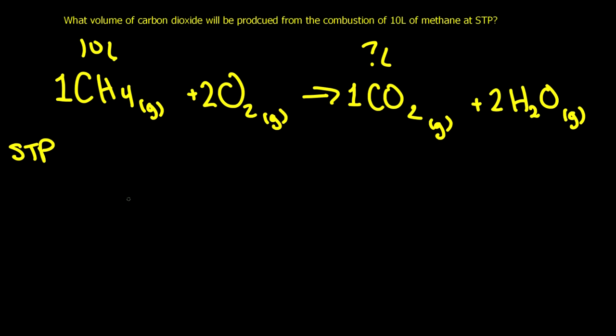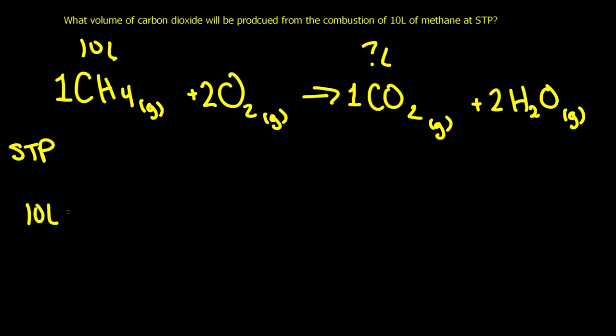Standard pressure is 1 atmosphere. Standard temperature is 273 kelvins. You can put that into the ideal gas law if you want to, but I'm going to do a different method. I'm going to use 22.4 liters to do my conversion. So let's convert this 10 liters of methane into liters of carbon dioxide.